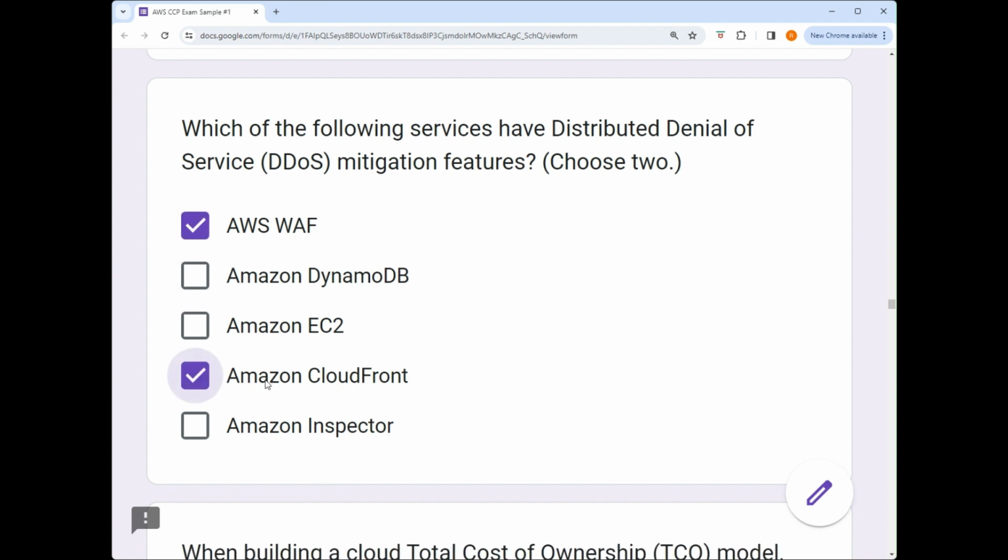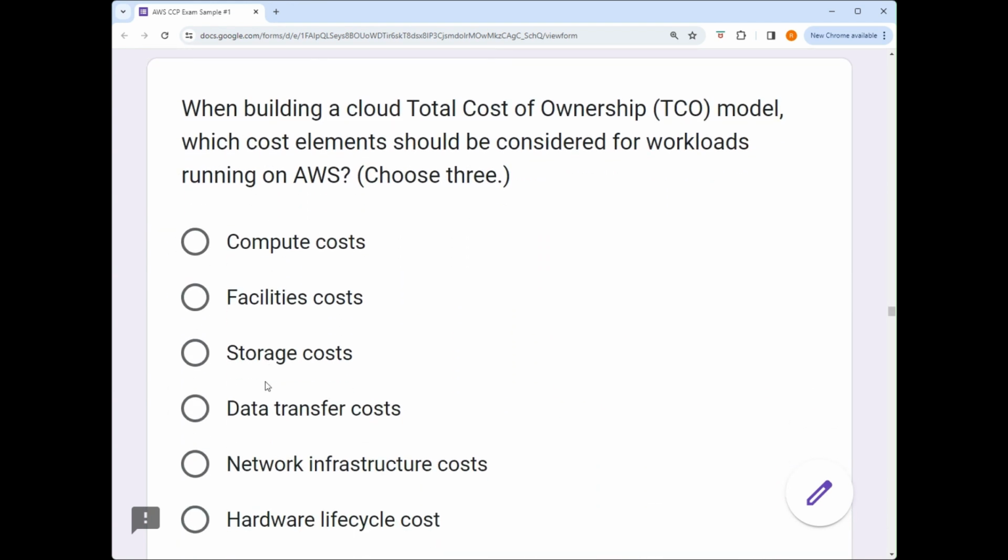When building a cloud total cost of ownership, TCO, model, which cost elements should be considered for workloads running on AWS? Choose 3. Compute costs. Facilities costs. Storage costs. Data transfer costs. Network infrastructure costs. Hardware lifecycle cost. Correct answer. Compute costs, storage costs, network infrastructure costs.